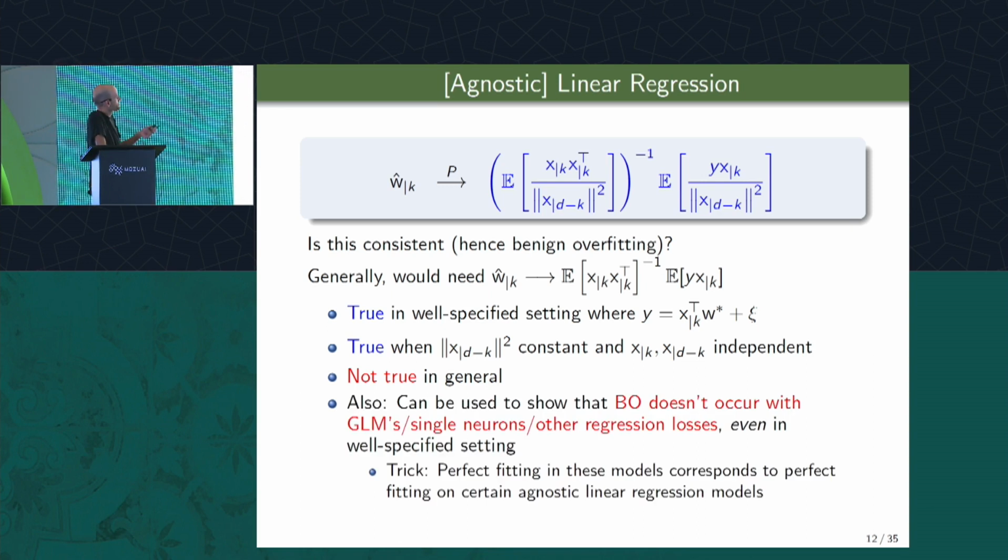Moreover, you can show, building on this result, that benign overfitting actually doesn't occur in many other situations. So if you talk about generalized linear models or single neurons, or you want to switch from the squared loss to absolute loss or some other regression loss, then even in a well-specified setting, you will not have benign overfitting in general. So again, I won't go into the proof ideas, but the idea is that if you do perfect fitting in these models, you train to interpolation, you can translate this to doing perfect interpolation on certain agnostic linear regression models, and then plug in this result, and you get things which are generally not consistent, which are not the optimal thing that you would expect to get.